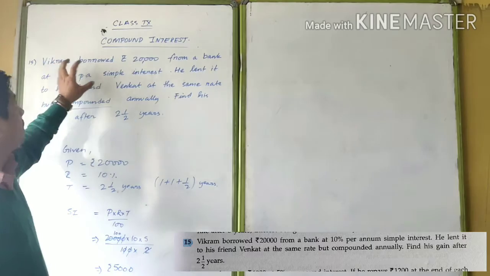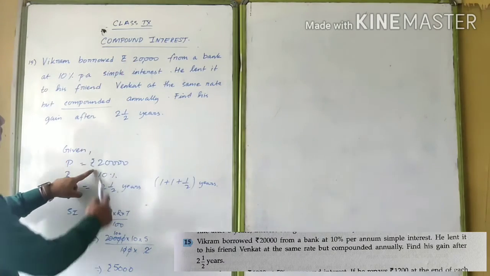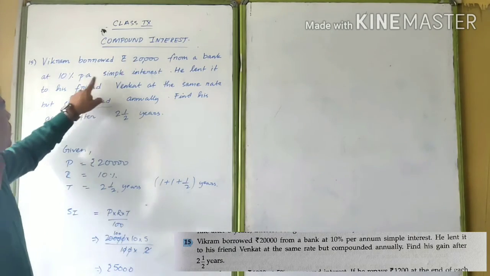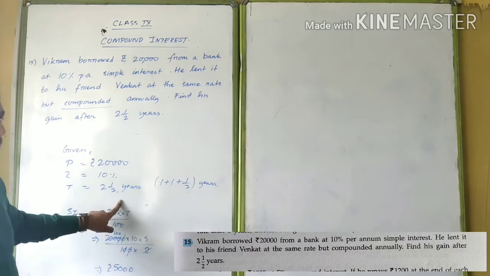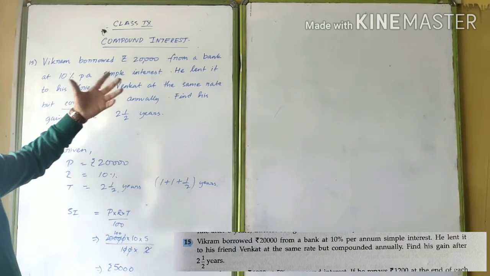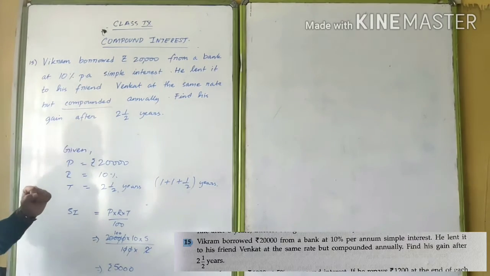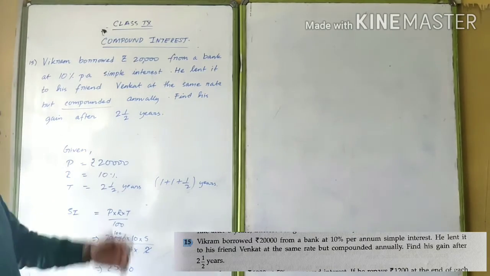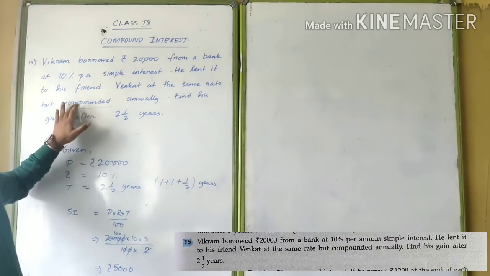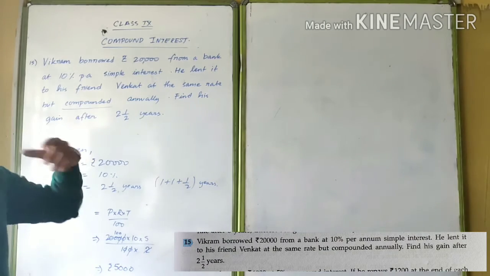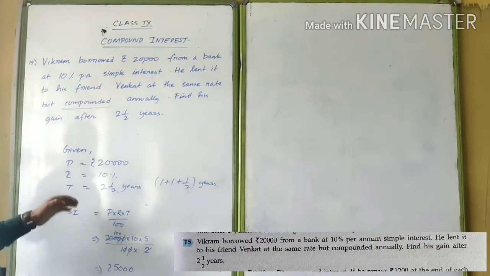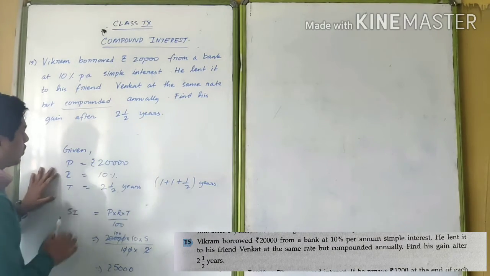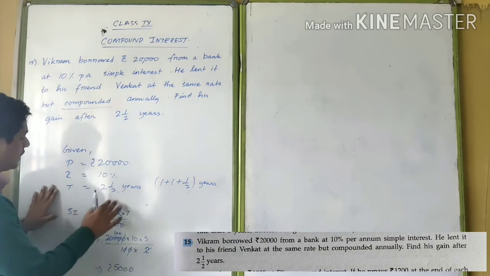So in this question, the sum of money is given, that is P equals 20,000, the rate is 10% and time is 2.5 years. Vikram is borrowing this amount of money from the bank and he is lending it out to his friend, but at compound interest. So the question is asking what profit he is going to make. My P is 20,000, R is 10%, T is 2.5 years.